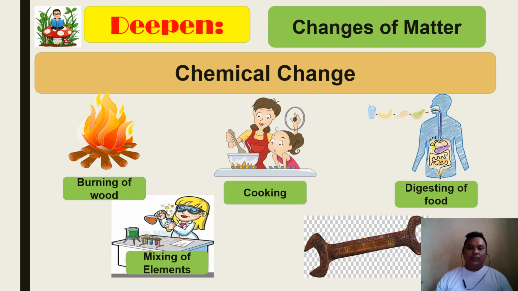And next is mixing of elements. Dito naman sa mixing of elements na to, if you mix two elements. Okay? Next, yung rusting of iron. Yung kapag kinakalawang na yung inyong mga gamit, yun po, una, stain siya, tapos nag-perform na siya ng new substance. As you can see, kalawang na o rusty na po siya. So, yan po ay mga example. Ilan naman po sa example ng chemical change.